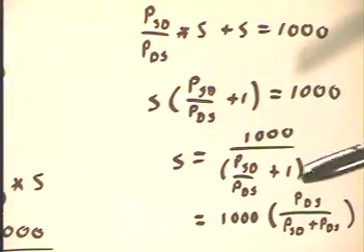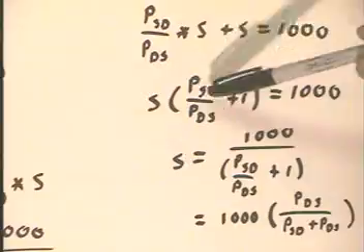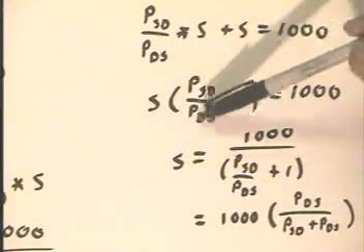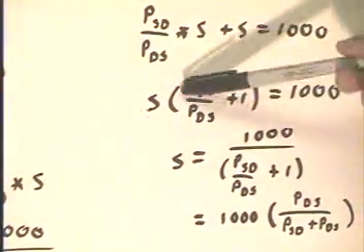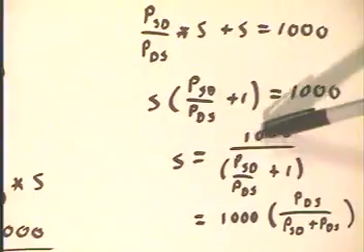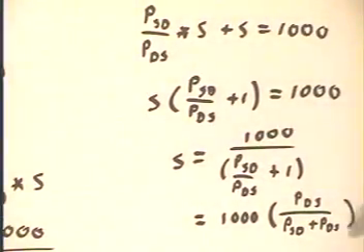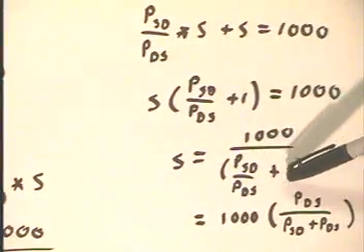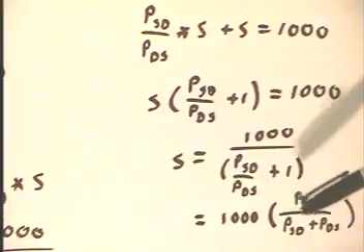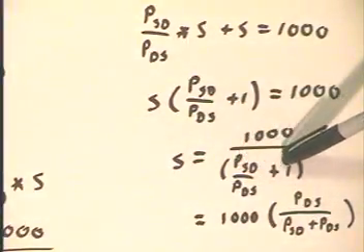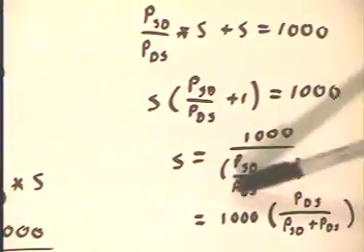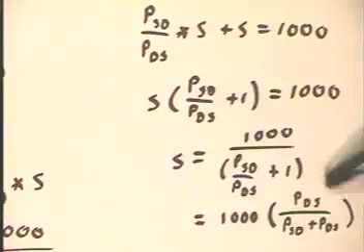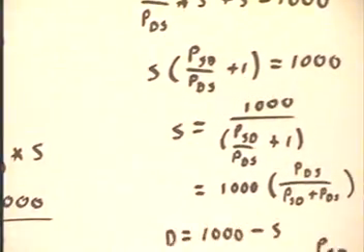And if we then factor out S, we get S times PSD over PDS plus 1, just factoring S out of this side. And then we can divide by what we factored out here. Get 1,000 over this mess. And then we put this over common denominator, and we'll have PSD over PDS plus PDS over PDS, giving us PSD plus PDS over PDS. We invert that and multiply, and we get this. So this is a straightforward solution for S. And here's the expression that we get for the number of sane people.